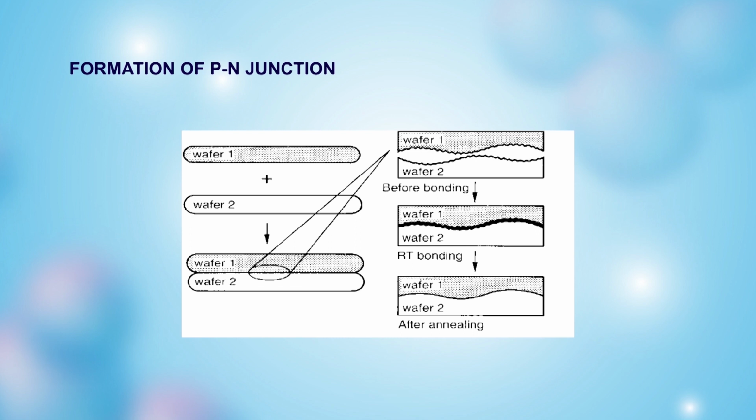We can say that one layer is of the p type and another layer is of the n type, and between them a junction is formed, and that layer is called the depletion layer. The formation of the depletion layer is complete when there are no majority carriers left to move from n to p and from p to n. Now, the next process is oxidation.